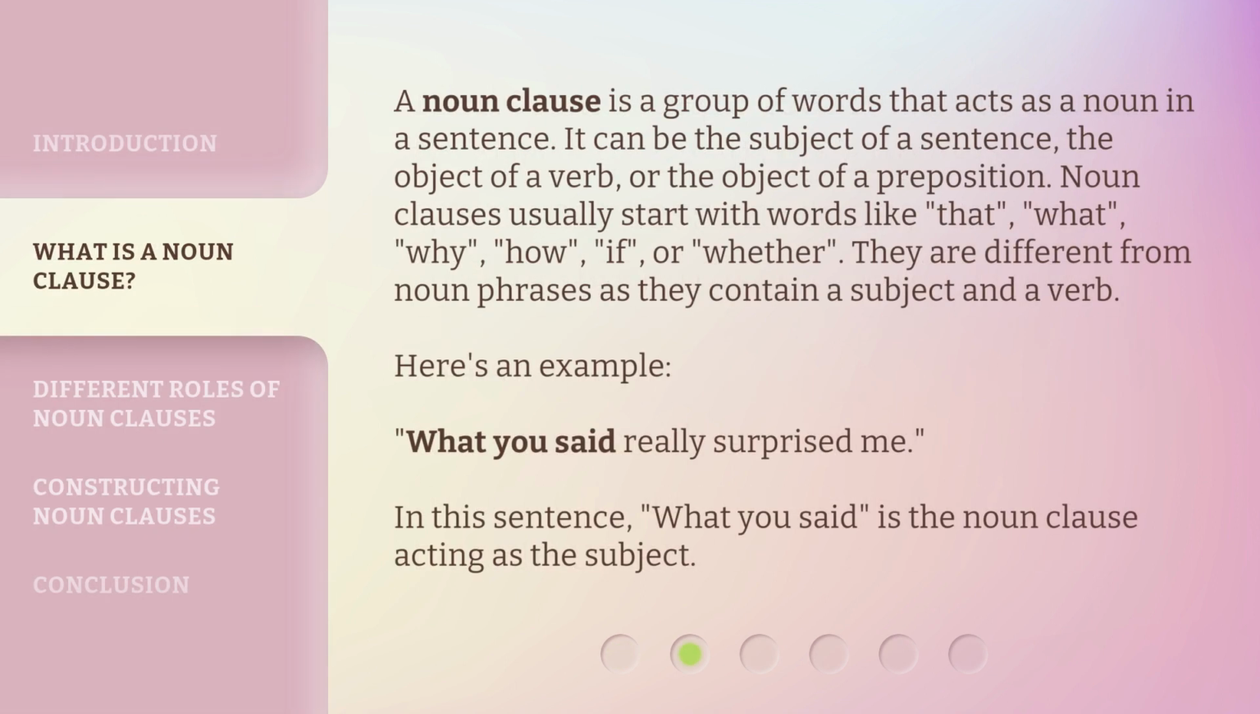A noun clause is a group of words that acts as a noun in a sentence. It can be the subject of a sentence, the object of a verb, or the object of a preposition. Noun clauses usually start with words like that, what, why, how, if, or whether. They are different from noun phrases as they contain a subject and a verb.